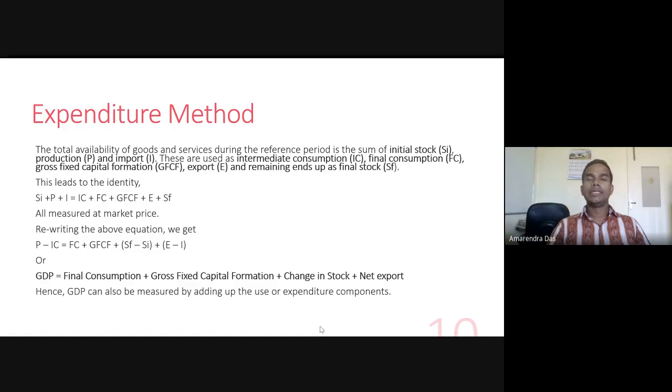So now, if we arrange this in equation form, that we call an identity.